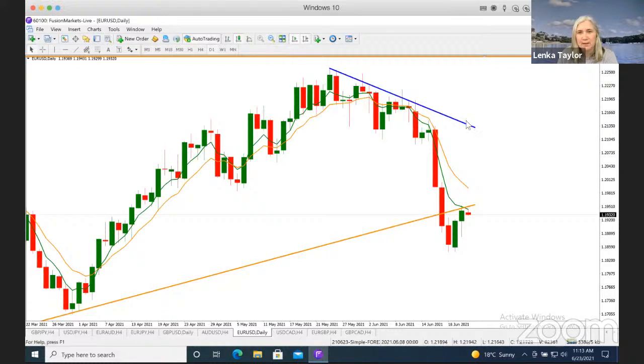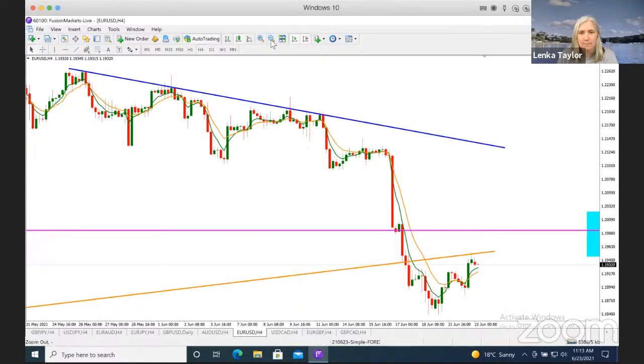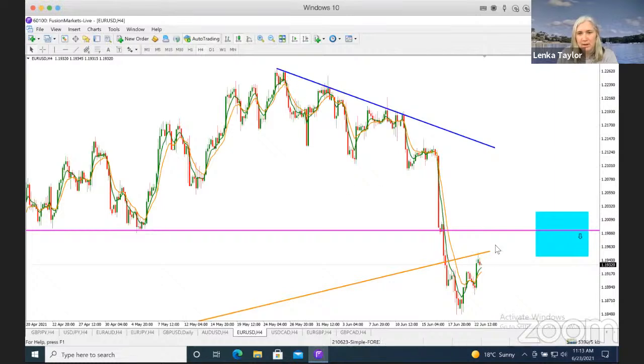So from the daily, as an early entry, I would be looking at a short, and on the 4-hourly, looking at a short either off the horizontal or off the daily trend line there. So a bit more of a pullback would be good. So looking somewhere around here for a short.